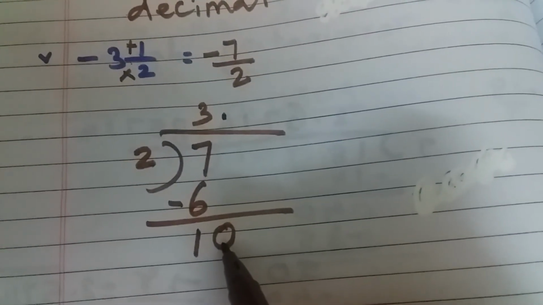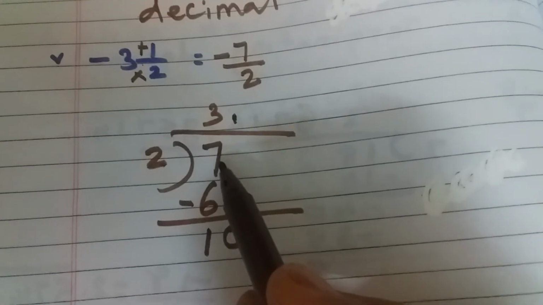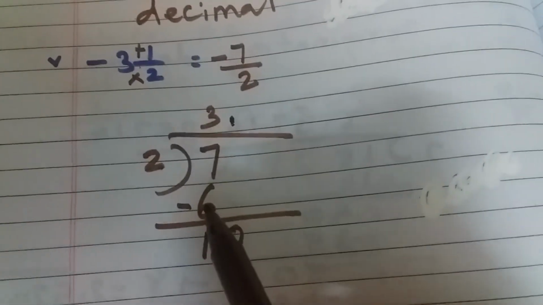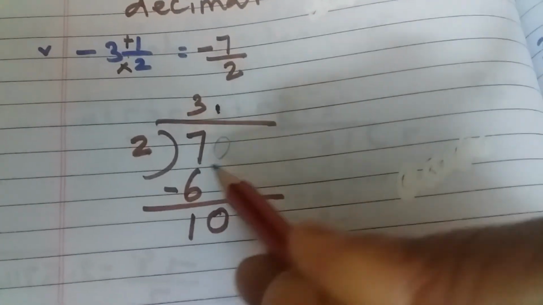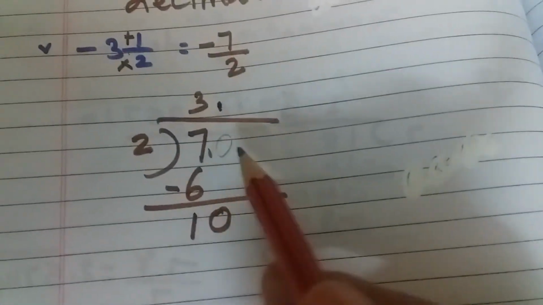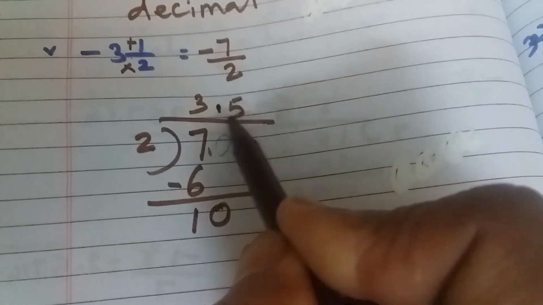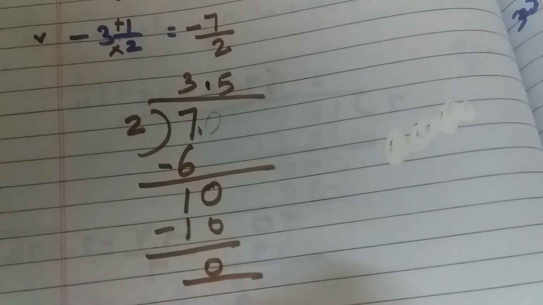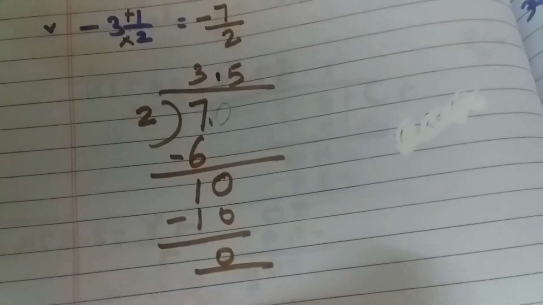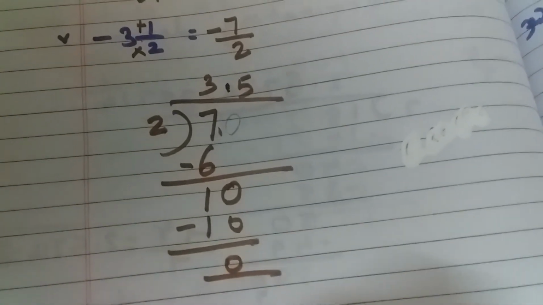So, divide 10 by 2. Now, when we put 0 on our own, we keep a decimal point. Otherwise, without a point, 7 becomes 70. But the given number is 7. If you keep a point and put 0, 7.0 is the same as 7. That is why we keep a point in the quotient. So, 5 2s are 10. And 10 minus 10 is 0. Therefore, minus 3 1 by 2 is equal to, what is the quotient? 3.5. Since it is negative, it is minus 3.5.